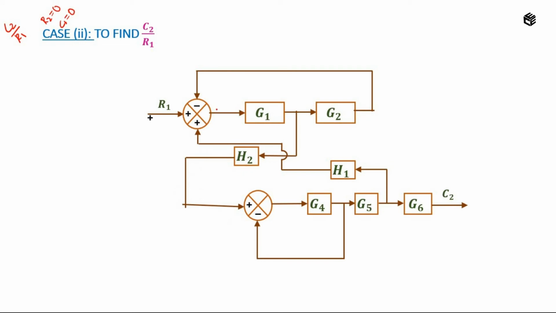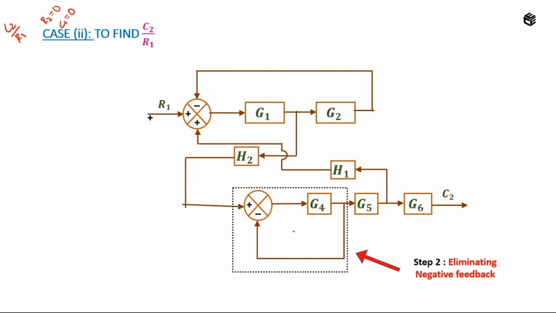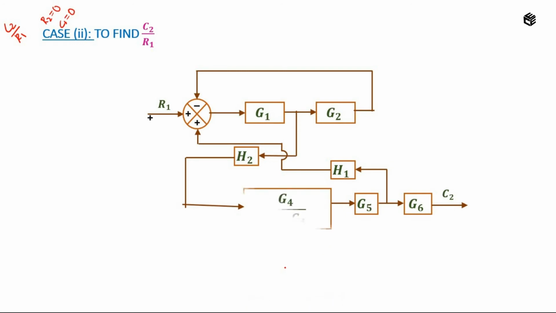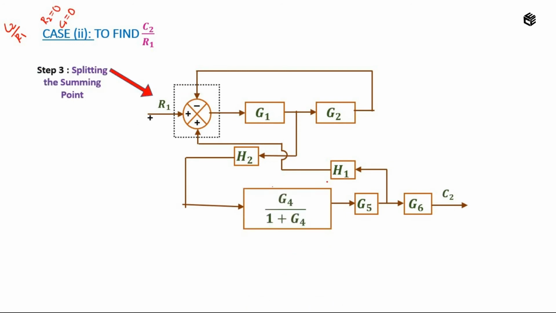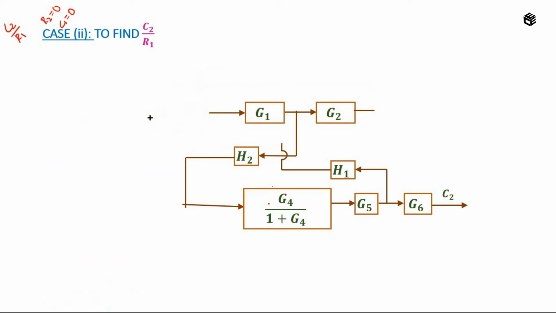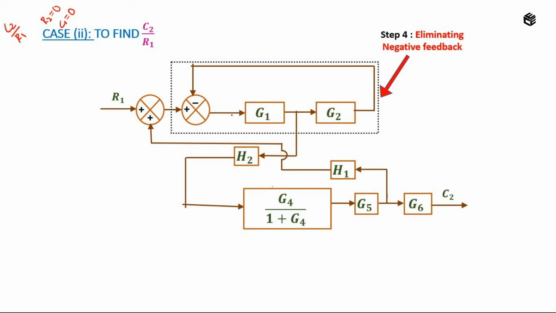Now, if you see this, this is again negative feedback. So I am going to eliminate this negative feedback. The formula is G by 1 plus GH. So here H value is 1. I will get this as G4 divided by 1 plus G4. Correct. So I am going to apply splitting the summing point. So on splitting the summing point, the step is eliminating negative feedback.